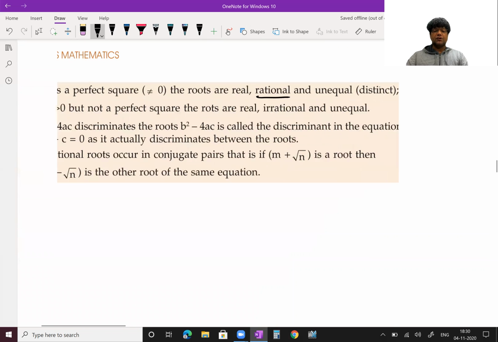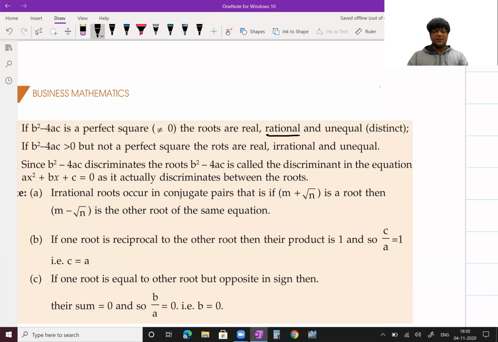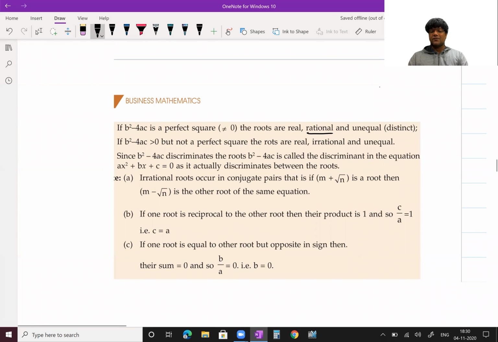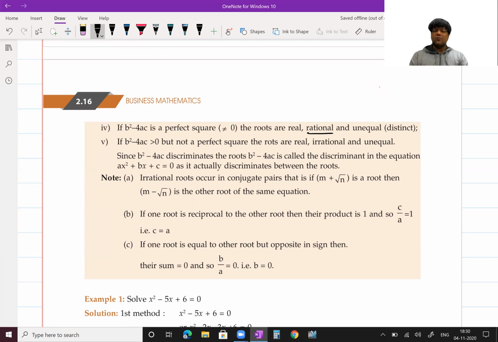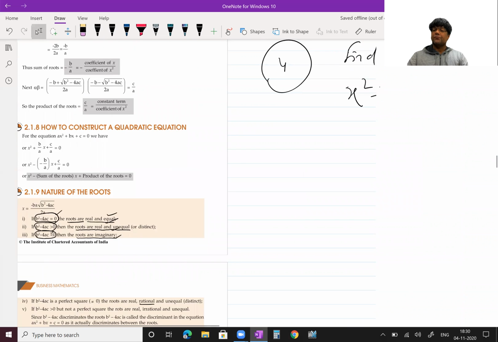So this is all about the quadratic equation. All these properties you have written, all these natures I have discussed. You have seen the use also. Irrational roots, occurring in conjugate pairs, what is a conjugate pair, how to use that, all these things you have done, guys.